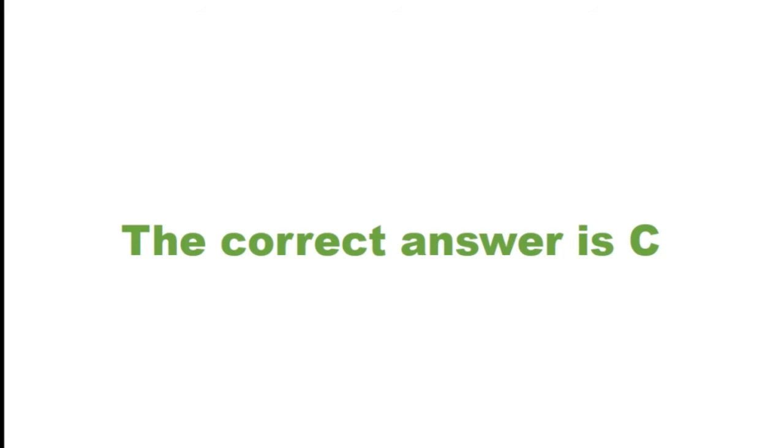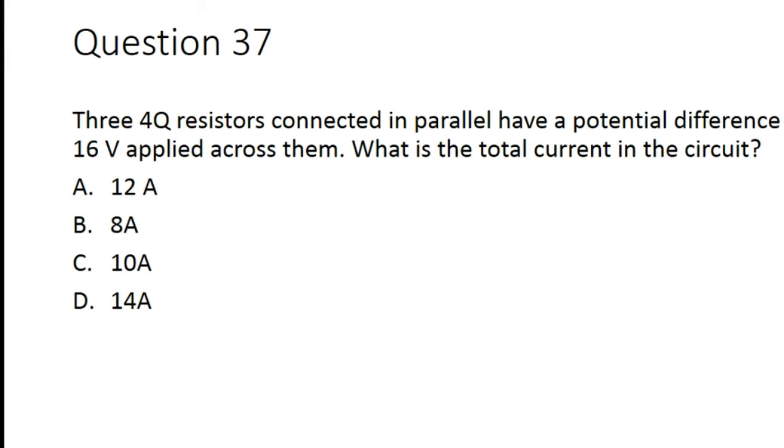37. Three ohms resistors connected in parallel have a potential difference of 16 volts applied across them. What is the total current in the circuit? A. 12 amp. B. 8 amp. C. 10 amps. D. 14 amps. Again, our current I is equal to V over R. So this will give us 16 over 4 over 3. And this will be equal to 12 amps, which is option A.